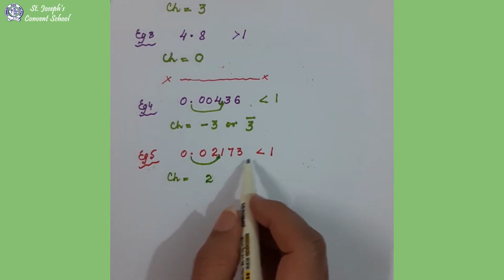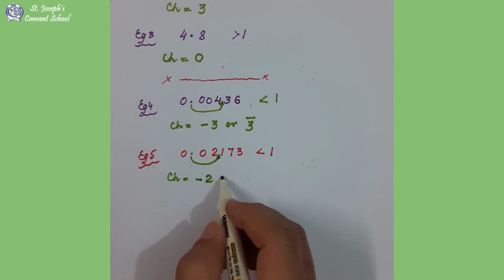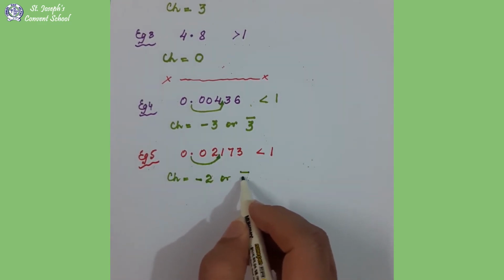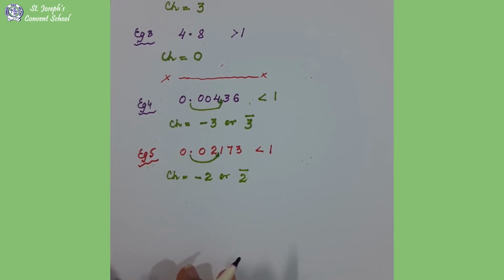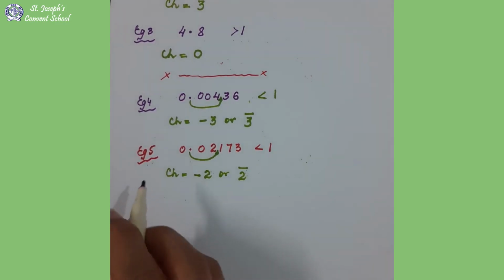But the number is less than 1, so you will write minus sign, or you can write bar 2. Okay, bar 2. So bar 2 is the characteristic. We don't write minus sign, we change this minus sign into bar sign, bar 2. Okay, so it's easy, it's not difficult. Just remember that if less than 1, the characteristic is negative. If greater than 1, characteristic is positive. Okay, last example.